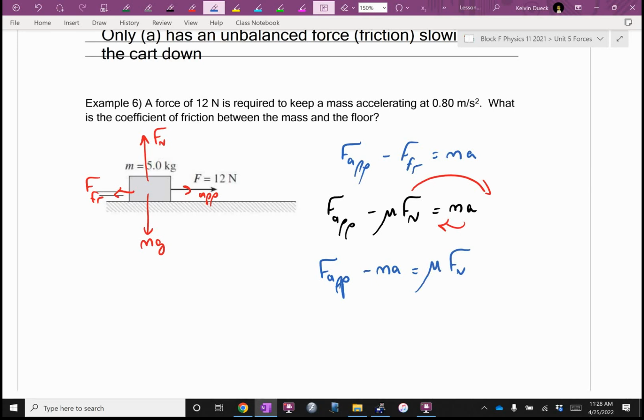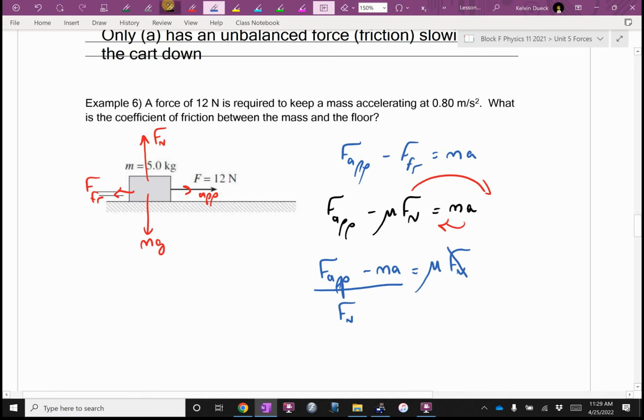What am I trying to find? How would I get the mu? I agree. Let's do a quick check. Do I know F applied? 12. Do I know M? 5. Do I know A? 0.8. Ooh, I don't know the normal force. But look, I know another force the same size as the normal force.